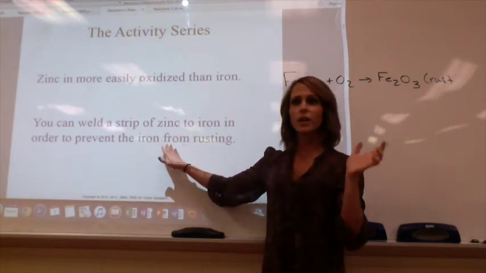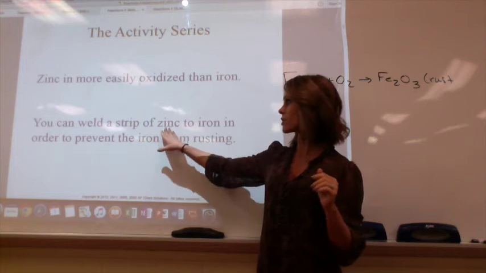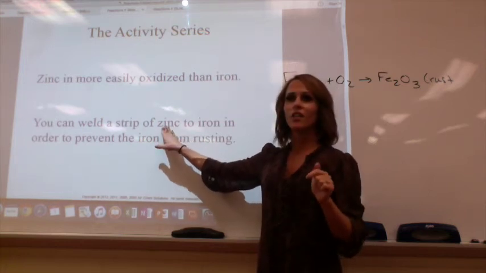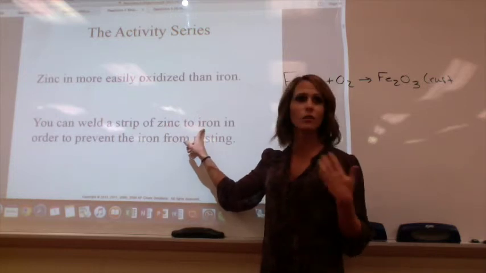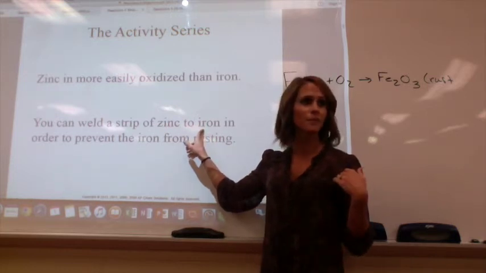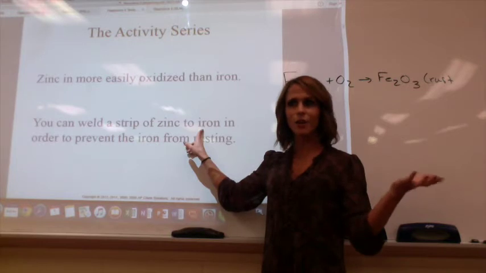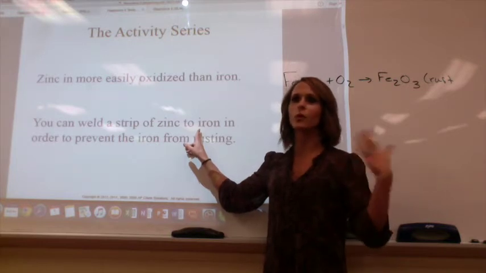And the word anode has to do with oxidation. We'll get to that in electrochemistry. But essentially, the zinc is sacrificing itself to protect the iron. Have you ever heard of a sacrificial lamb? That has connotations in our world. We say someone's a sacrificial lamb or whatever that may be.